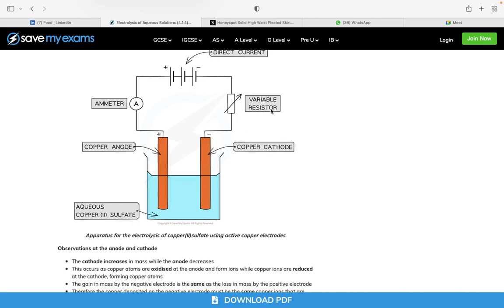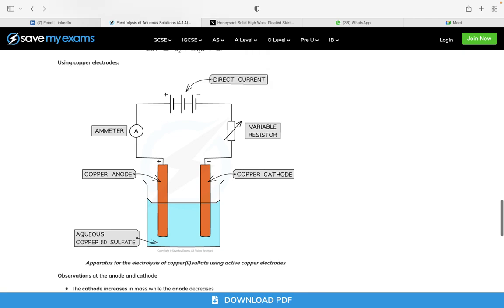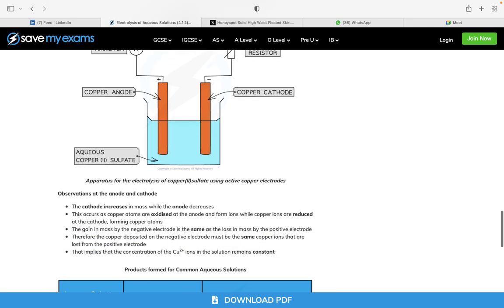Then here we put a variable resistor to vary the current so that we can regulate the amount of current that we want. Then here we have a direct current. Here we have an ammeter to measure the amount of current that is flowing here. Here we have aqueous copper 2 sulfate. This is the solution we want to electrolyze. We want to break it to ion. Electrolysis is simply passing electricity through a compound or electrolyte to break it into ions that will eventually migrate to the anode and the cathode so that we form a new product. That's the whole essence of electrolysis.